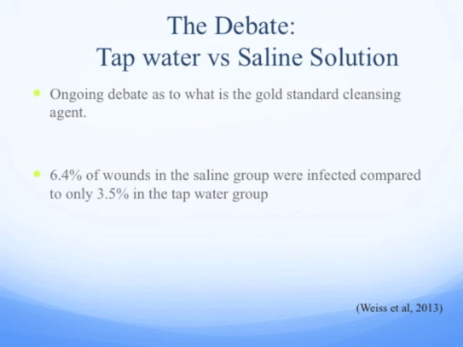A study by Wise looked to determine if there was a significant difference in the rates of infection in wounds cleansed with normal sterile saline compared to wounds cleansed with tap water. The results showed that 6.4% of wounds in the saline group were infected compared to only 3.5% in the tap water group. The study concluded that there was no difference in infection rates of wounds cleansed with either saline or tap water. However, a clinical trend towards fewer infections in the tap water group was identified, suggesting it is a safer and more economic cleansing agent than saline.